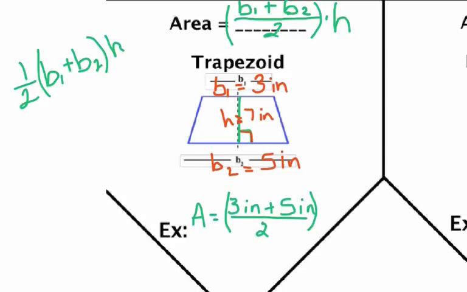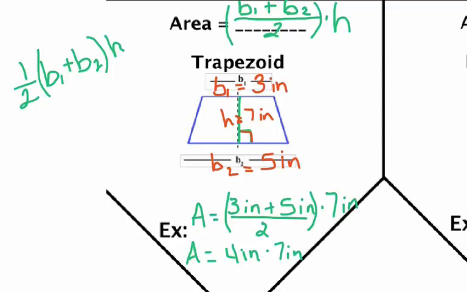Remember, in trapezoids, we're going to find the average size of the two bases. So 3 inches plus 5 inches will be divided by 2 because we're finding the average of two lines. After we find that average, then we can multiply by 7 inches for the height. So the average length of the two bases is 4 inches. 3 inches plus 5 inches is 8. Divide that by 2, we get 4 inches.